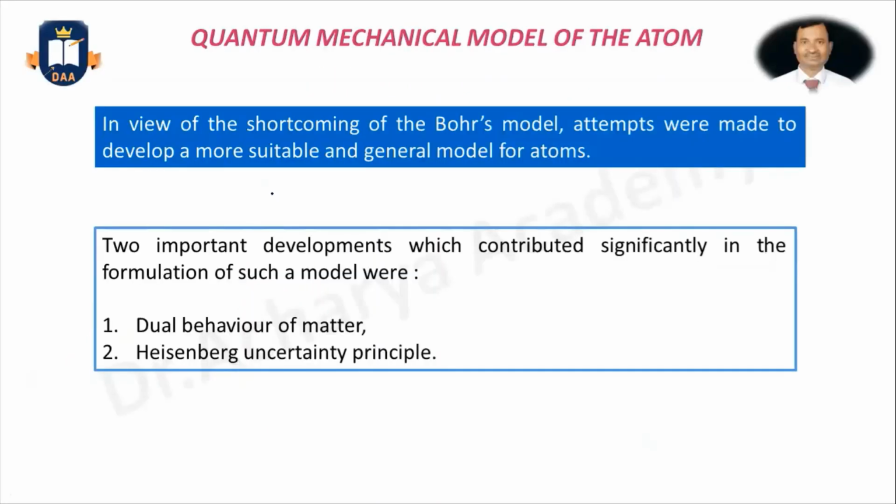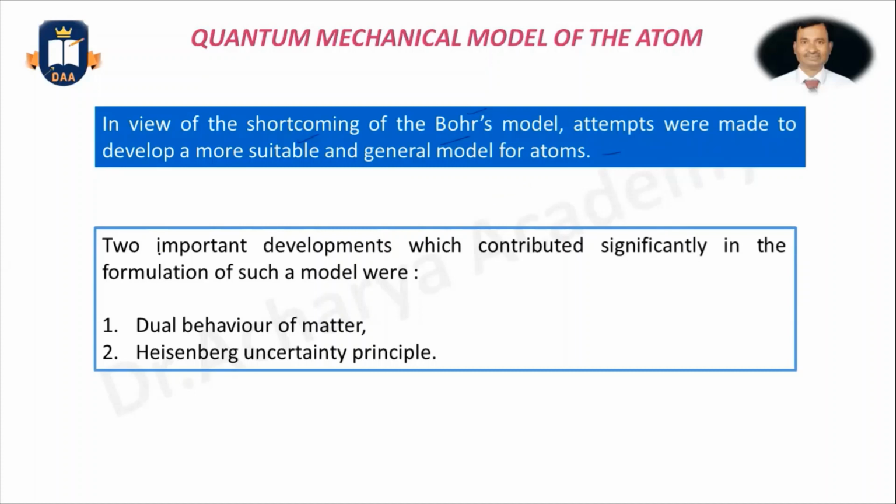In the previous class, number 026, we have seen that there are some limitations of the Bohr atomic model, and it was necessary to improve the model of the atom. Due to this shortcoming of the Bohr model, attempts were made to develop a more suitable and general model for atoms.